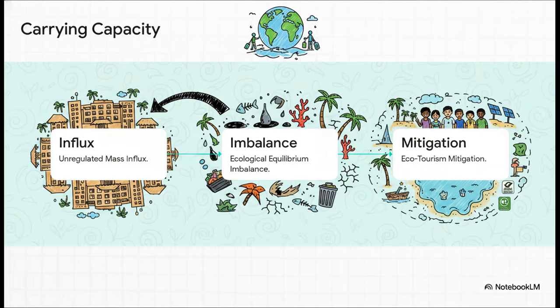So how exactly does that distortion happen? Well, it's a linear cause and effect chain. Examiners fully expect to see this exact structural process drawn out when you discuss environmental degradation, like the Kovalam effect, where local economies just get destroyed by mega-resorts. It begins with unregulated mass influx. This directly causes an ecological equilibrium imbalance, and the final logical step must be ecotourism mitigation. Literally draw this chain out on your exam paper. It proves to the grader that you actually understand the systemic mechanism at play.